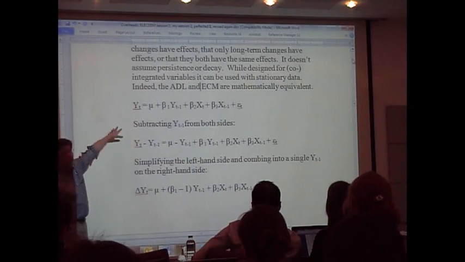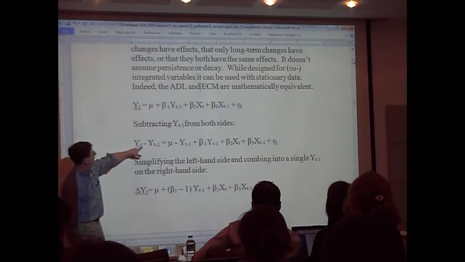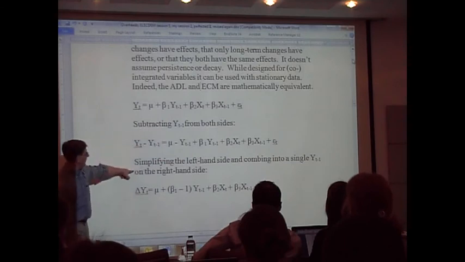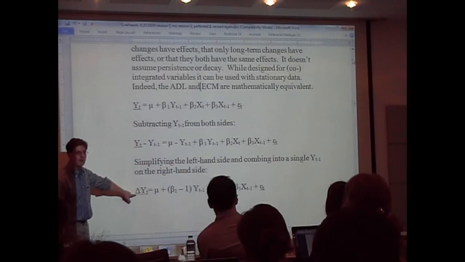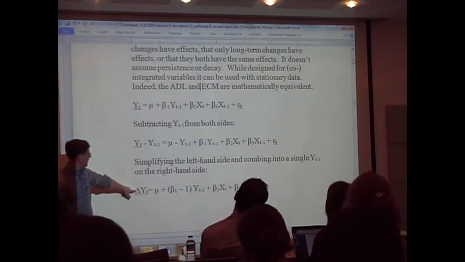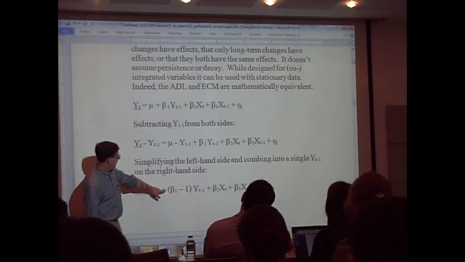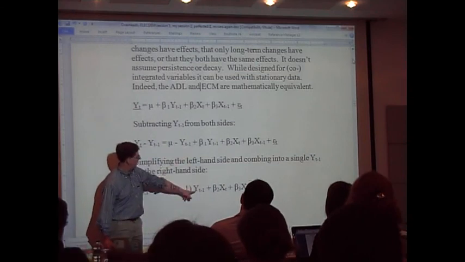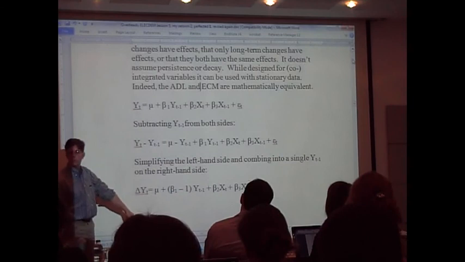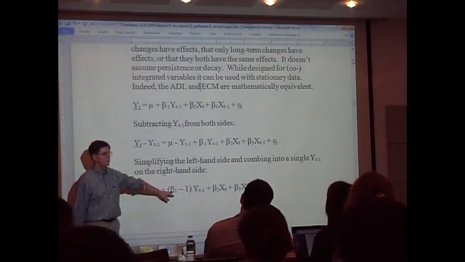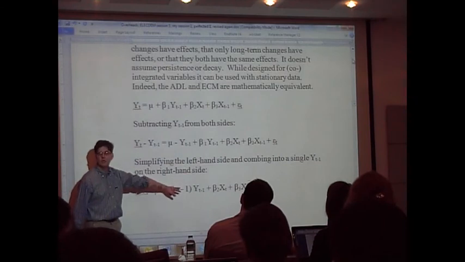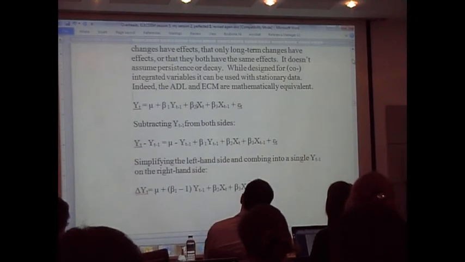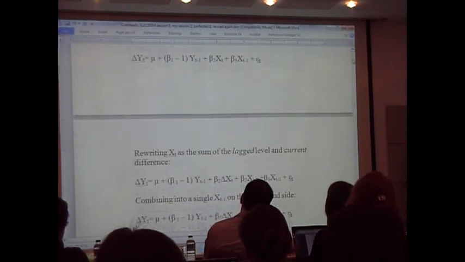So how do we convert that into an ECM? Well, you can subtract y at t minus 1 from both sides, right? And now we can simplify the left-hand side. We're just making this a difference in y. And what are we doing on the right-hand side? We're combining these two y at t minus 1's into beta 1 minus 1. Exactly what we expect, right? What if this is 1? There's no error correction, right? Okay. Moving on. Follow me so far? Pretty straightforward.